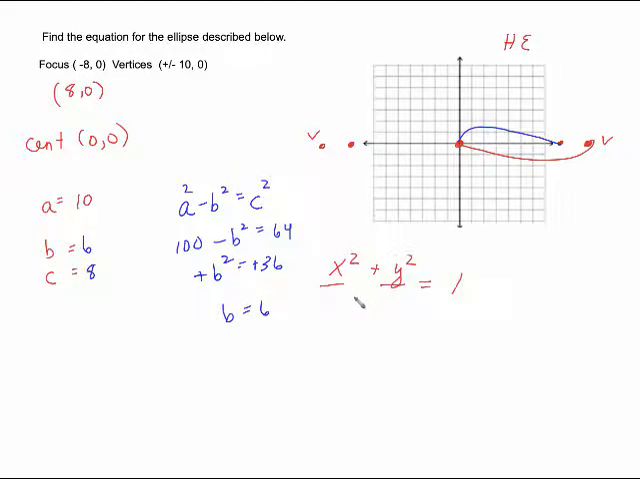So I just put my a squared, which is 100, underneath here, and my b squared, which is 36, under here, and that is your equation. So I hope you see between these two and the last video that putting things on the graph can be very helpful to help you determine what your a, b, and c are.